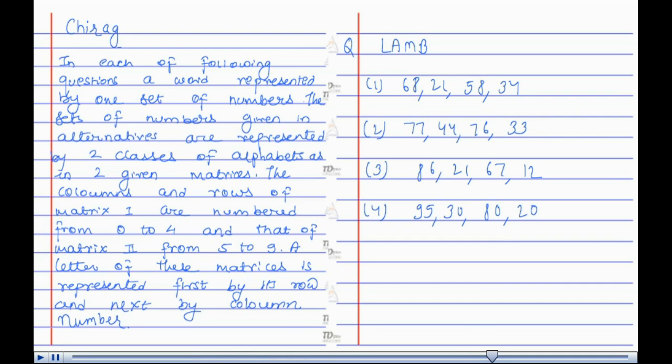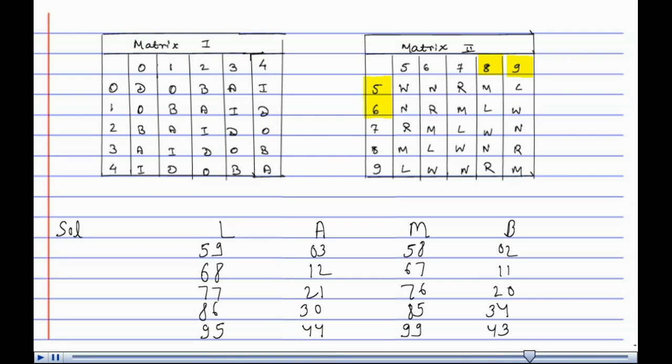Now check the options. If we see option number 1, which is 68, 21, 58, 34, then we find that L is right for 68, A is right for 21, M is right for 58 and B is right for 34. Therefore, option number 1 is true. Hence, the answer to this question is option number 1.